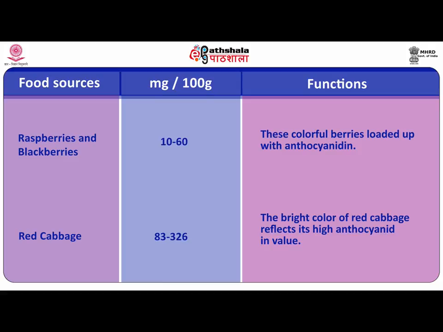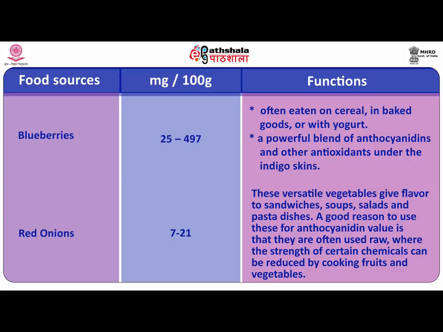The next one is red cabbage, and the bright color of red cabbage reflects its high anthocyanidin value. Red onions, which contain around 7 to 21 milligrams, are versatile vegetables which give flavor to sandwiches, soups, salads and pasta dishes.